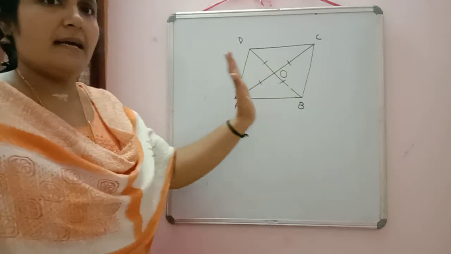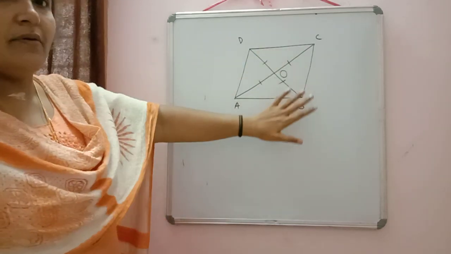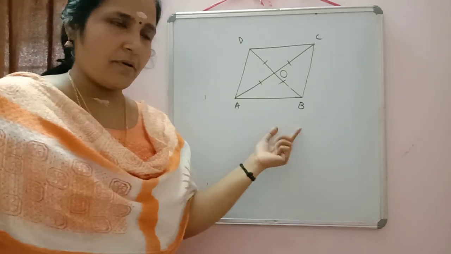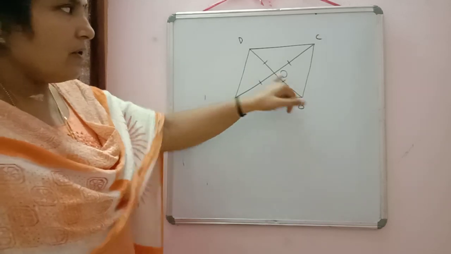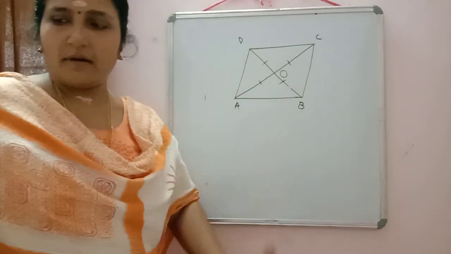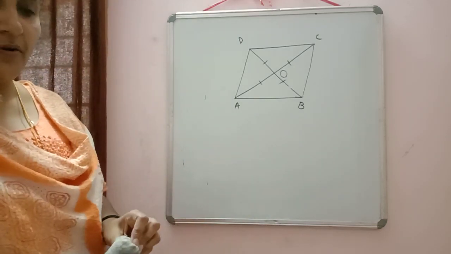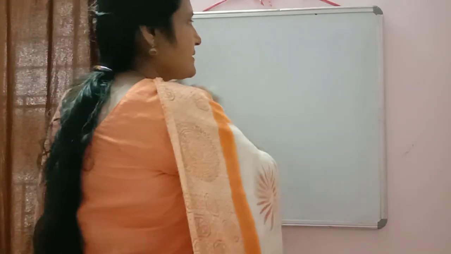So this is the concept which we are going to use. If you have any doubt, you can draw the diagram and you can write down there. In a parallelogram, diagonals bisect each other, which means O is the midpoint of AC and O is the midpoint of BD also. So this is the concept which we are going to use now. So now we can check some questions based on this concept.